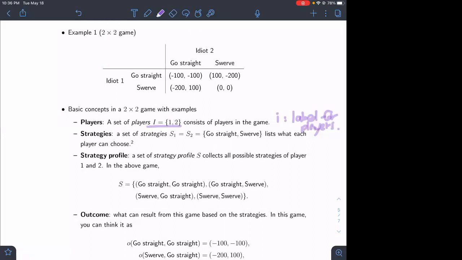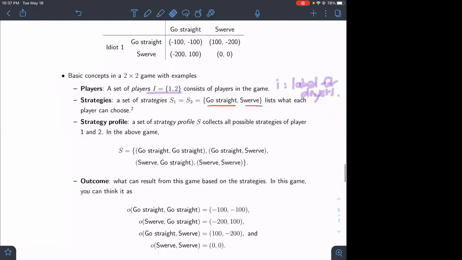Strategies, in the simple case, are the set of options that are available, or the set of what I can choose from. In this case, the choices were the same for player 1 and player 2. They can either go straight or swerve, but it doesn't have to be the same. Idiot 2 could also have another option called cops, and then the set of strategies for idiot 2 might not be the same as the set of strategies for idiot 1. So it doesn't have to be the same, but in this simple example, it is the same.